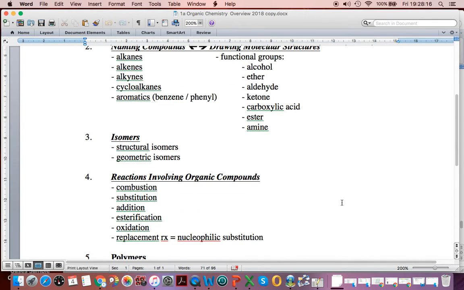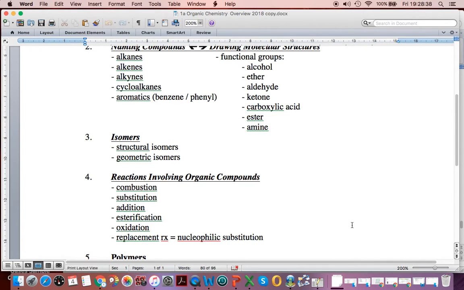Then we're going to go into the wacky world of chemical reactions. You might remember in Science 10 you classified reactions, and hey, last year you had combustion, this year we have combustion. But we have some different types. We don't see single replacement, double replacement here. We see things like substitution, addition, esterification. We'll show you oxidation, we're not going to worry about it.